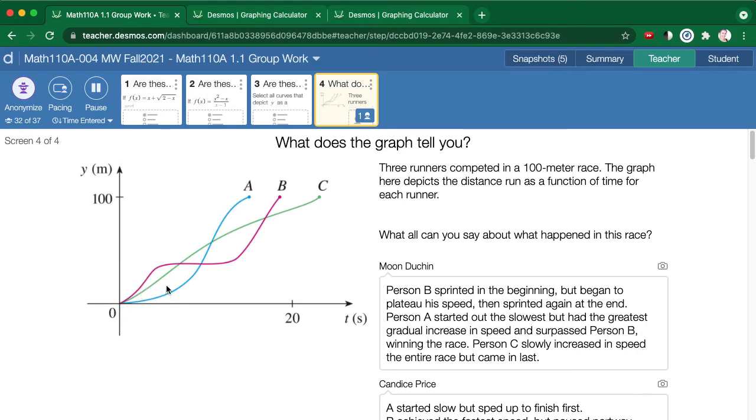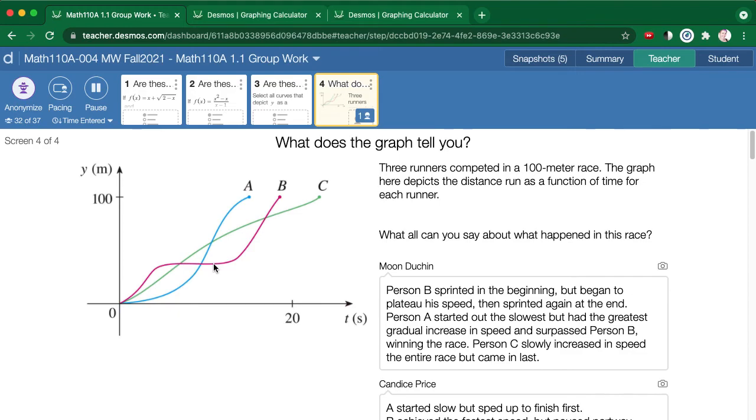Also, there's a lot of reference to who's running fastest and when. There's several people who said that C ran at a steady pace. That basically means that the C graph is almost linear. If this was a straight line, then that would be an exact steady pace. And there was some confusion about what B is actually doing here. I think we can all agree that B sprinted here and then sprinted in this last bit. But what happened in this middle part where there's this plateau?